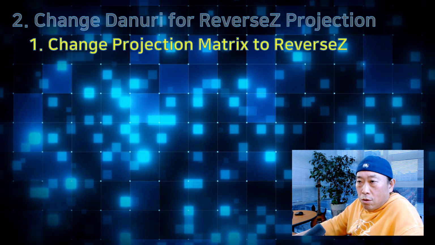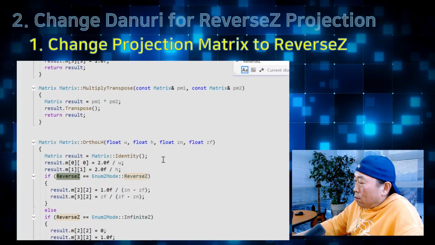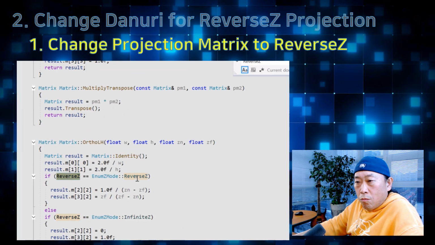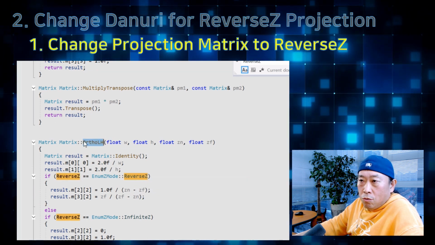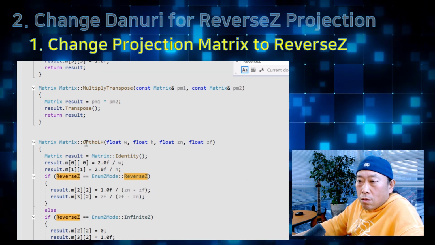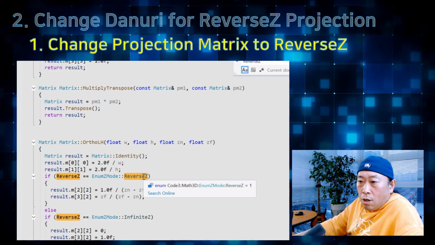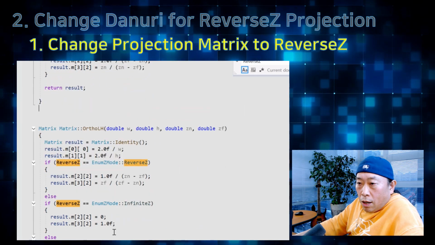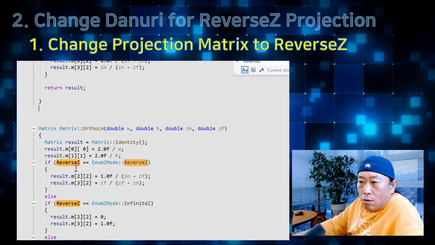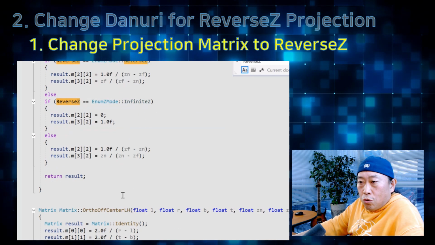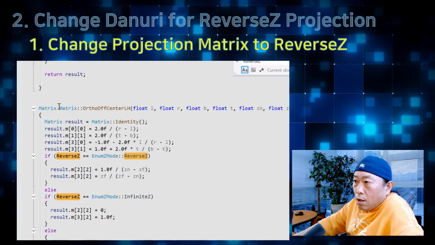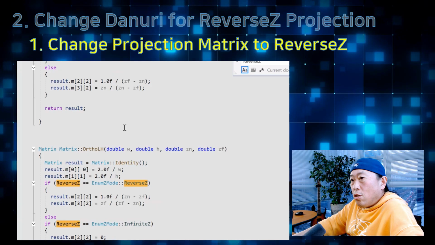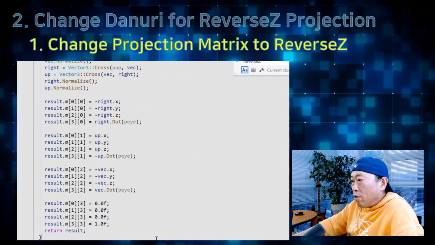There are many projection matrices, not only perspective projection, there is orthographic projection, left-handed, right-handed. Many options are there, so I have to change all of them. You can see the many code changes. Anyway, this is the global static switch to the new reverse Z method.